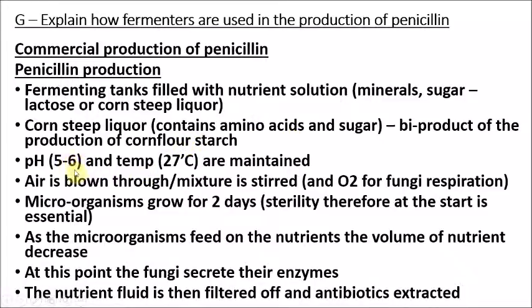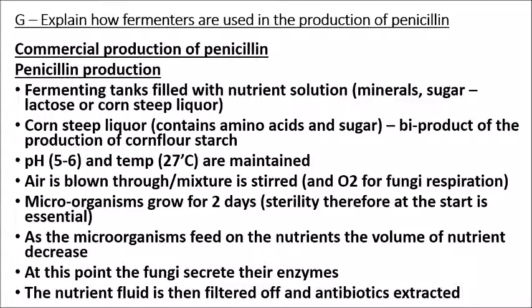The pH you need is between 5 and 6, so it's slightly acidic, and the temperature is a standard 27 degrees. Air is blown through, adding oxygen for fungi respiration, and it's stirred, much like the diagram we looked at before. The fungi are left to grow for 2 days, which is why it's really important to start the whole process in sterile conditions, because if dangerous bacteria were in there, they would grow for 2 days and could contaminate all of the product that you're going to make. So being sterile, being clean at the start is very important.